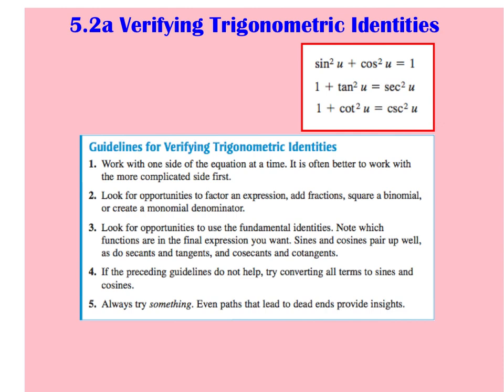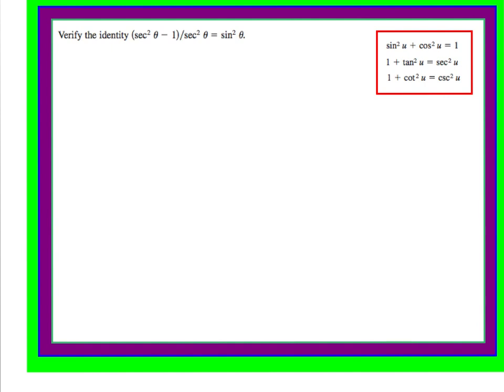Secant squared theta minus 1 over secant squared theta is equal to sine squared theta. Again, we're going to pick the icky side first. Which is the icky side, the left or the right? The left. So let's work with the left side. Now, there are many ways to Tampa today, and I'm going to let you choose which way you'd like to go. What would you like to do?